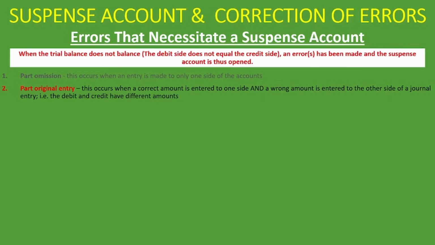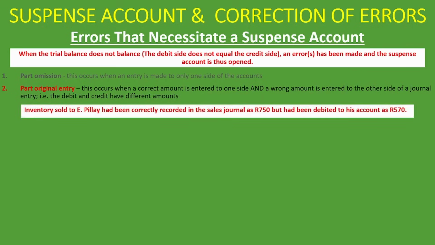Now we know that your journal entry needs to balance. Your debit amount must be equal to your credit amount. But in this case, when you have part original entry, it means that your debit is not equal to your credit. That means the amount that you put on your debit is not equal to the amount that you put on your credit. Now remember, one amount is correct and the other one would be incorrect. If that's the case, then you have the error of part original entry. Very easy. And here is an example.